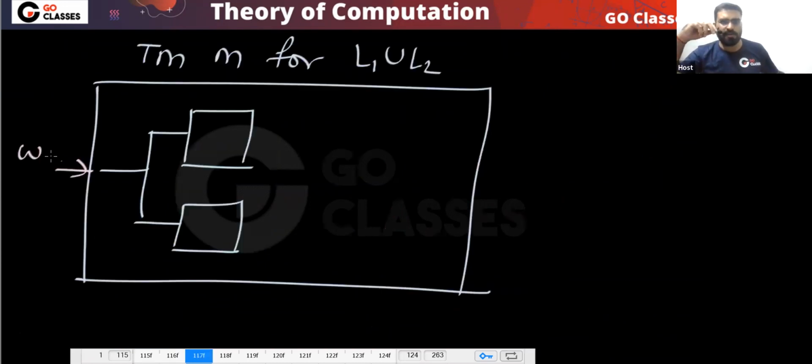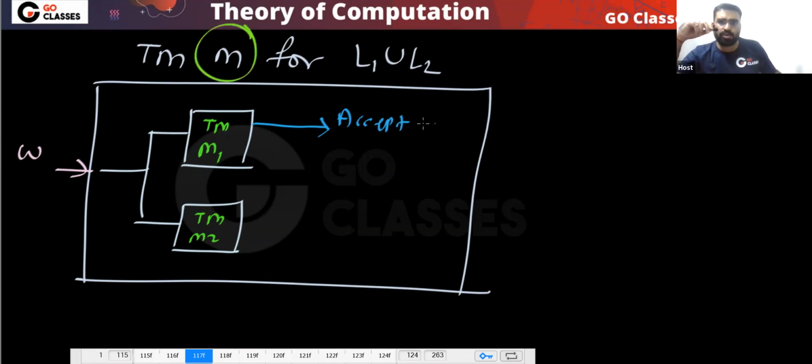So what I will do, I will run this W on these Turing machines M1 and M2. This is Turing machine M1, and this is Turing machine M2. So I will run them in dovetailing fashion. Tell me, if M1 says yes, if it accepts, then your Turing machine M, what should it do? It should also accept, right? Then M accepts W.